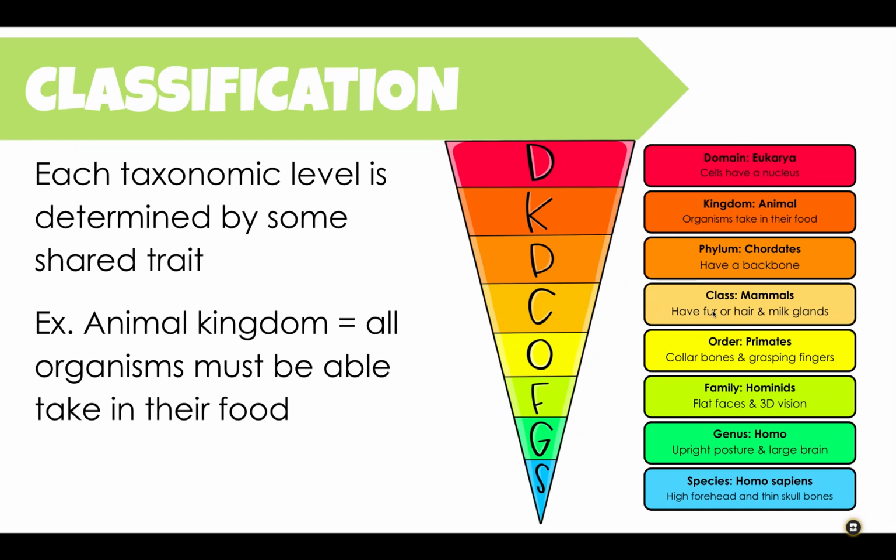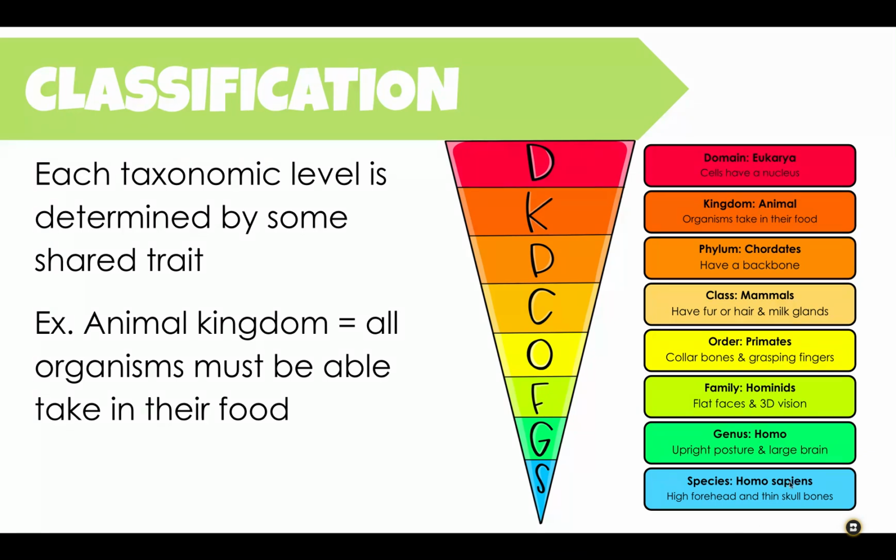But then we can keep going further and further down this pyramid and get more and more specific. The very bottom taxonomic level is at the species level. In this case, a specific species is Homo sapiens, or humans. What makes Homo sapiens unique compared to any other species out there is they have a high forehead and thin skull bones. Whereas if you just look at the genus level, in order to belong to that genus, you need to have upright posture and a large brain. So what makes Homo sapiens unique is the shape of their forehead and the thickness of the skull bones.